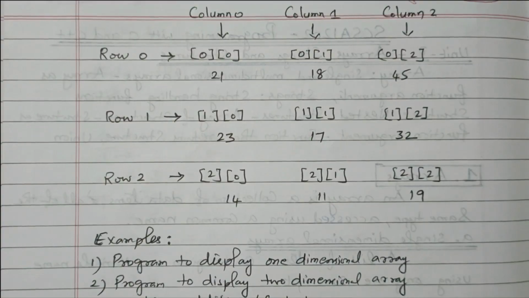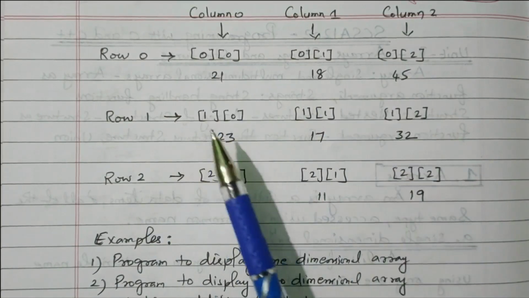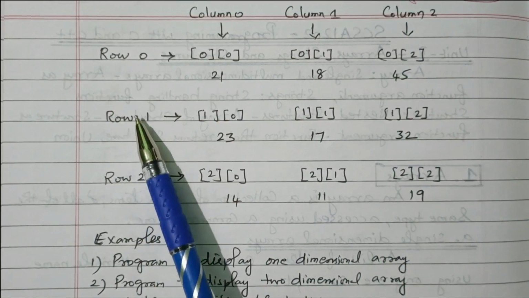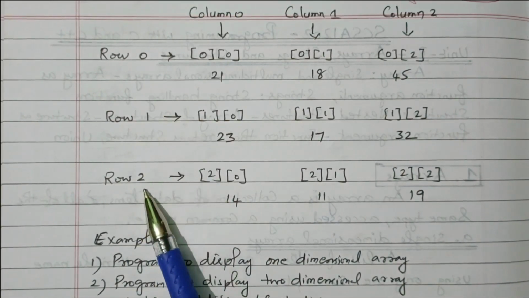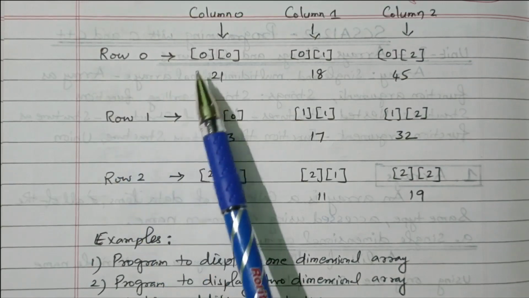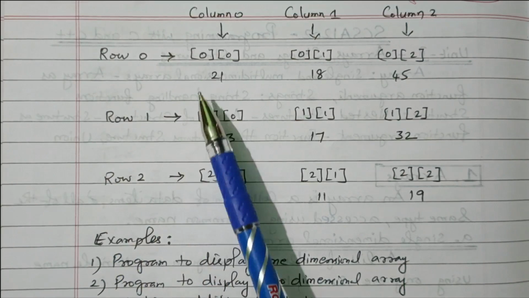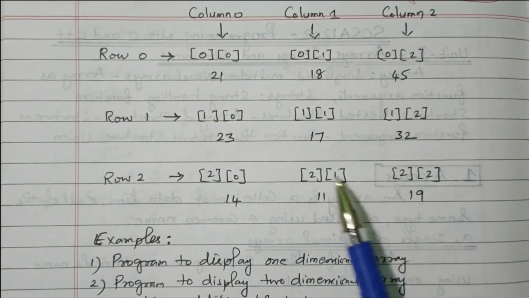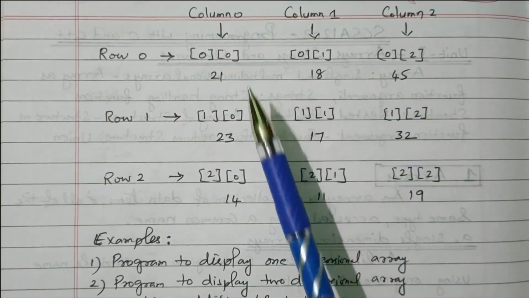What we discussed is given in a matrix format. This is row 1, row 2, row 3. Because it starts from 0, it is given as row 0, row 1, row 2. That is nothing but the first row, second row, third row. Normally we start with 0. Similarly, this is the first column, second column, third column, that is column 0, column 1, column 2. Here also we start with 0.